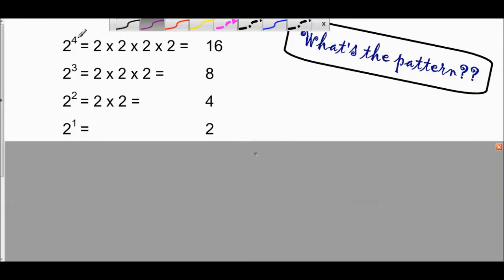2 to the 4th would be expanded out as 2 times 2 times 2 times 2. That you have 4 2's being multiplied together, which equals 16. 2 times 2 is 4, times 2 is 8, times 2 is 16. If you go down an exponent, you have 3 2's: 2 times 2 is 4, 4 times 2 is 8. If you have 2 squared, you have 2 times 2 is 4. If you have 2 to the first power, that is 2.